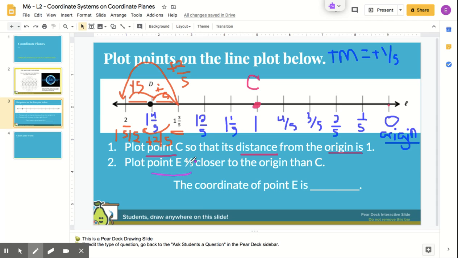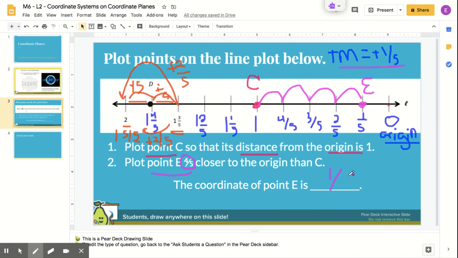Now I have to plot point E 4/5 closer to the origin than C. So E has to be closer to the origin. So it's going to be on the right of C, closer to this origin point. And it's 4/5 closer. Now, each tick mark is 1/5. So I have to move 4 tick marks closer. 1, 2, 3, 4. I'm going to put my point down and E.